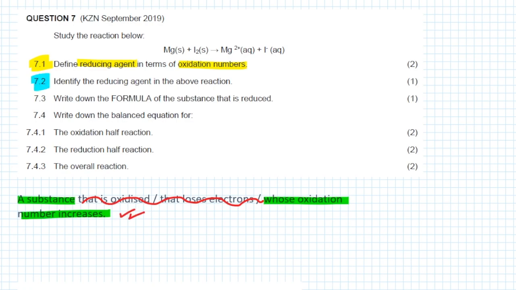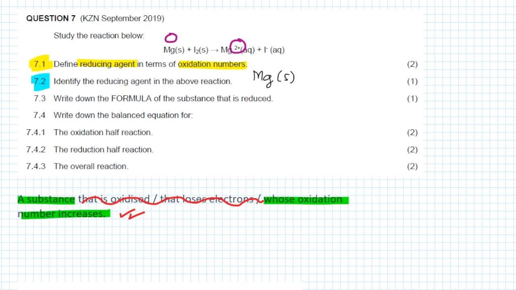Question 7.2 says, identify the reducing agent in the above reaction. The reducing agent is the substance that is oxidized. And oxidation means to lose electrons and therefore to become more positive. We look at the magnesium and we see, since it is an element on the left, its oxidation number goes from 0 to positive 2. That already indicates a loss of electrons because magnesium is becoming more positive, and therefore the reducing agent is Mg. We can say it is Mg solid or just Mg.